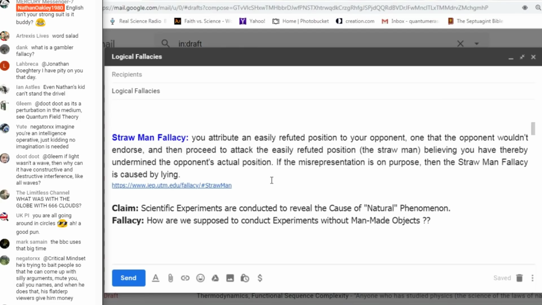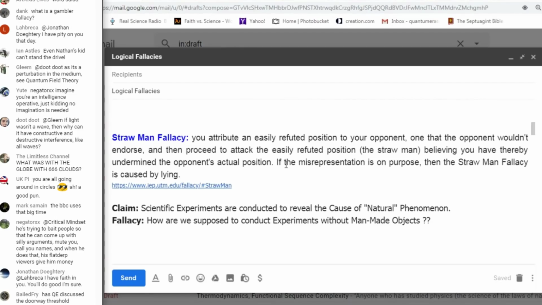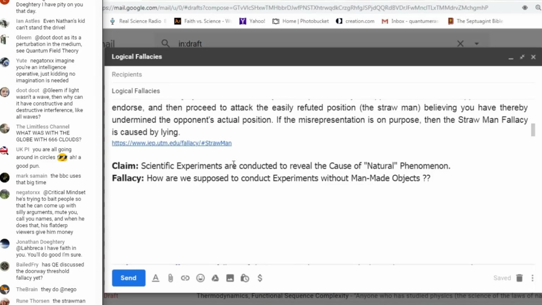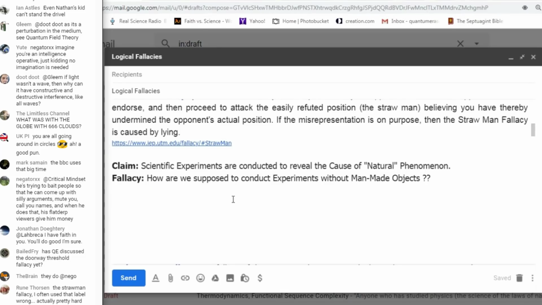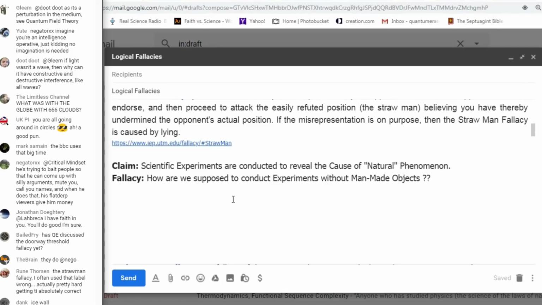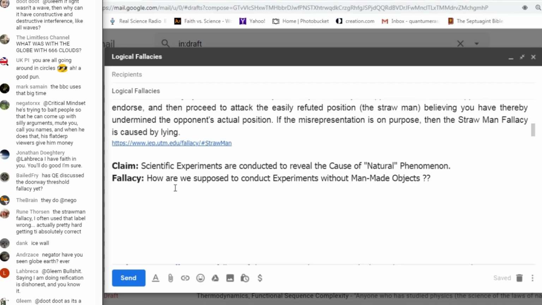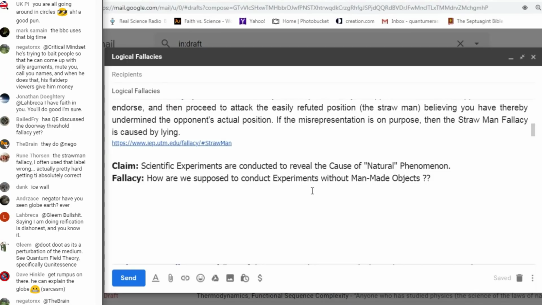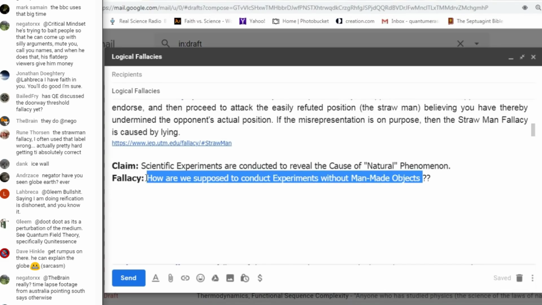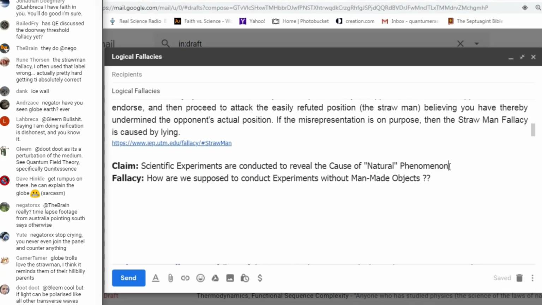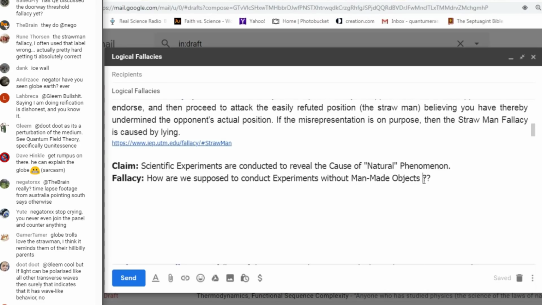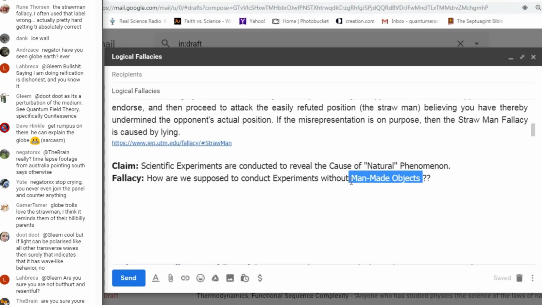The quintessential example of this, and we'll use a recent experience of this, and it continues. I think I heard it yesterday or the day before, but the claim: scientific experiments are conducted to reveal the cause of natural phenomena. The fallacy comeback: how are we supposed to conduct experiments without man-made objects? So you see the straw man here. This is a straw man to this argument because that's not what we're saying. I mean, it's ludicrous to even consider a physics experiment without some man-made objects in it. I mean, it would be impossible to do the experiment.